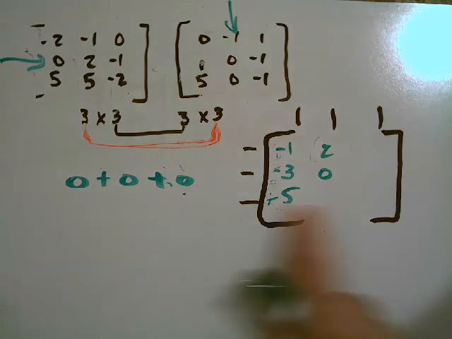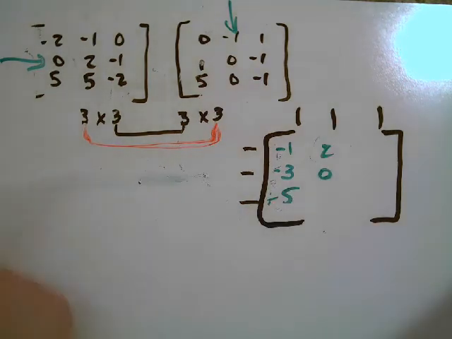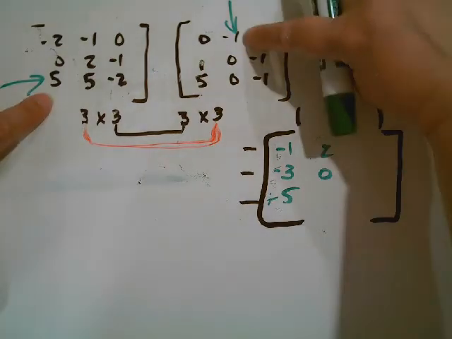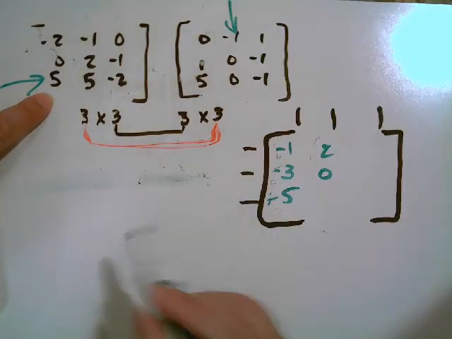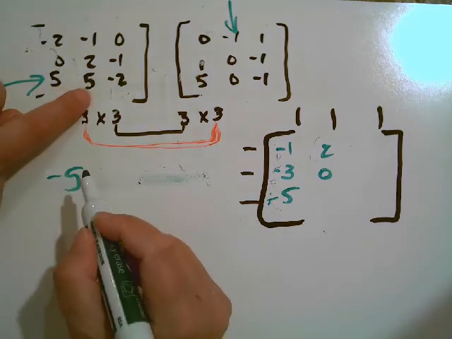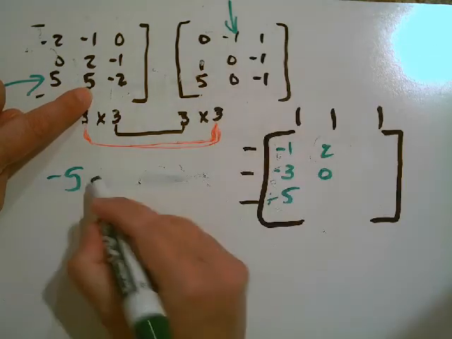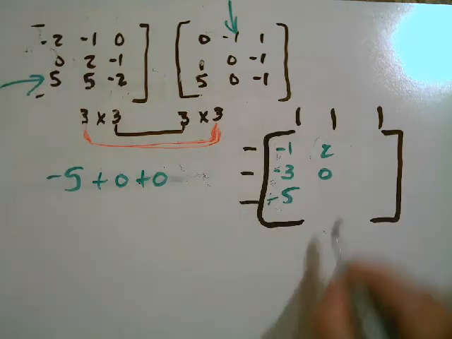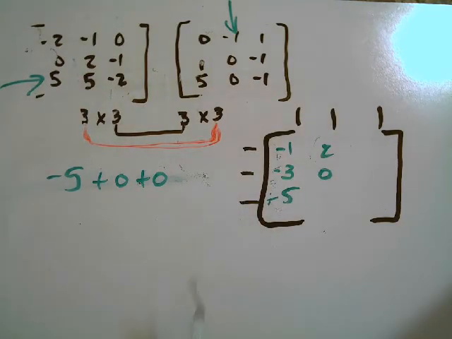This would be row 3, column 2. So I'm going to use row 3, column 2. 5 times -1 is -5. 5 times 0 is 0. And -2 times 0 is 0. So -5 plus 0 is -5.